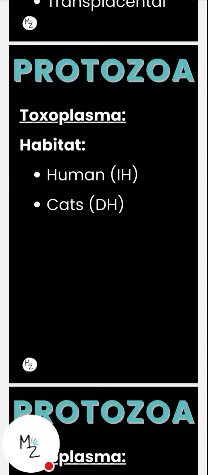Habitat. Let's talk about the different hosts of this parasite. Humans are its hosts. You might be wondering, I've written the word IH after humans. This is because humans are the intermediate hosts. And then I've written the word DH after cats. This is because cats are the definitive hosts. Normally, Toxoplasma is found in cats, but it uses humans as its intermediate hosts and causes toxoplasmosis in humans as well.